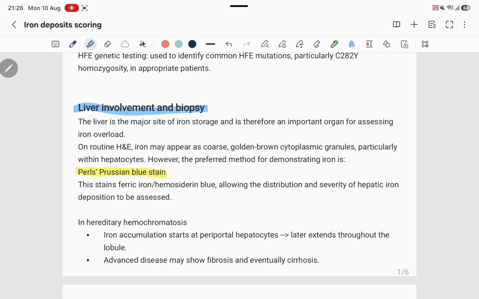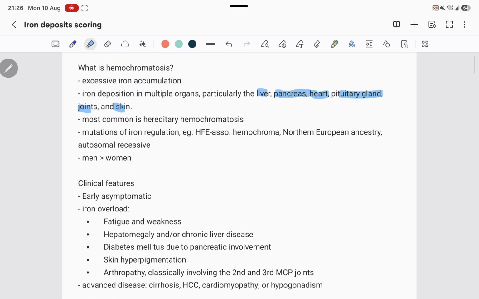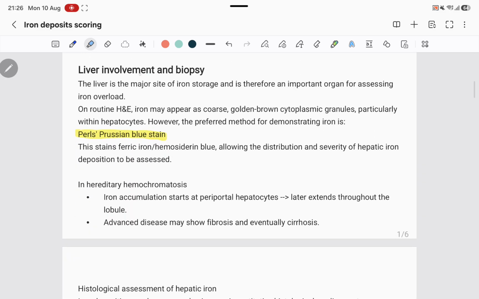So liver involvement. We needed to know about all of this before we understand what the biopsy is taken for. The biopsy is taken for confirmation of the diagnosis, that there is a good amount of deposits in the liver, and liver involvement is a hallmark for this. Other organs can be affected, even the kidneys, I've heard. What do we look at? The H&E routine stain, and we can see coarse golden brown cytoplasmic granules, particularly within the hepatocytes.